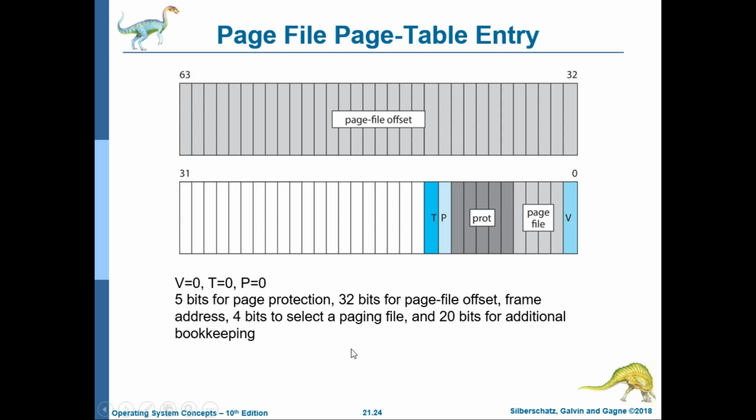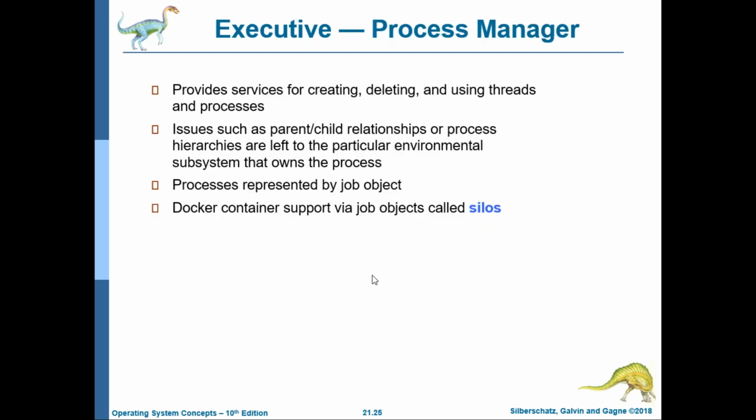Okay, then 4 bits for selecting a page file and 20 bits for additional bookkeeping. So this is the difference between 32-bit and 64-bit. Of course, 64-bit has larger page file than 32-bit.